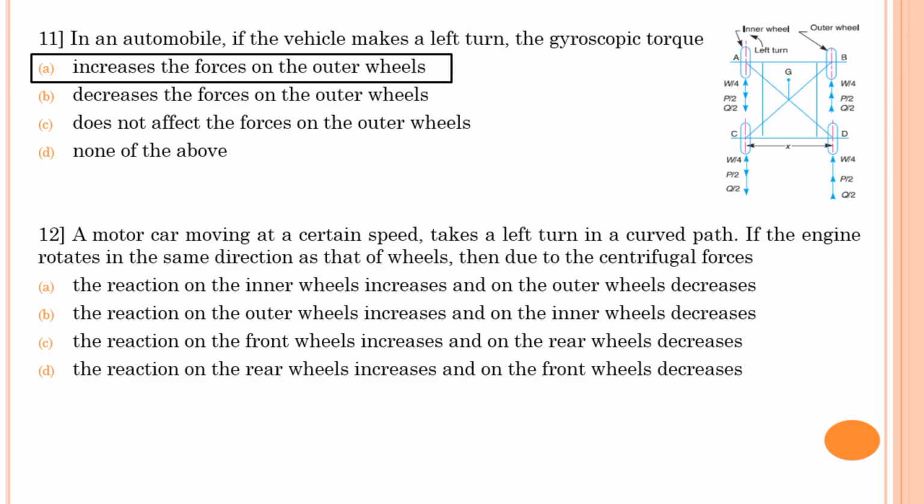Next, a motor car moving at a certain speed takes a left turn in a curved path. If the engine rotates in the same direction as that of the wheel, then due to centrifugal forces, what will be correct now? The reaction on inner wheel increases and outer wheel decreases. The reaction on outer wheel increases and inner wheel decreases. The reaction on front wheel increases and rear wheel decreases. The reaction on rear wheel increases and front wheel decreases.